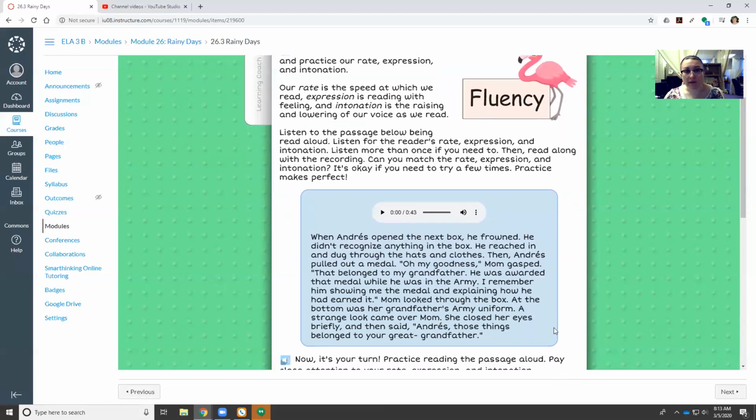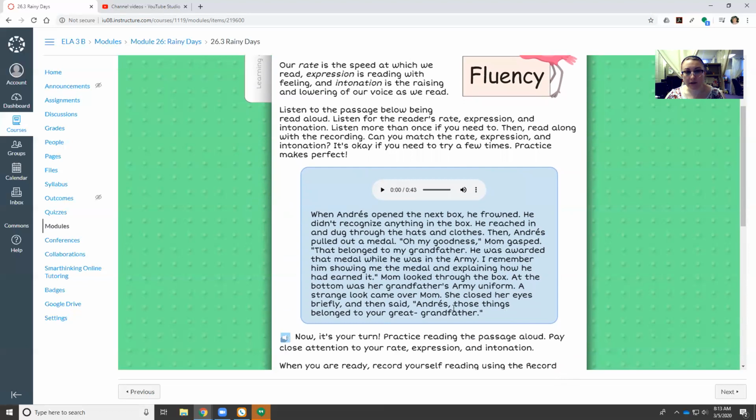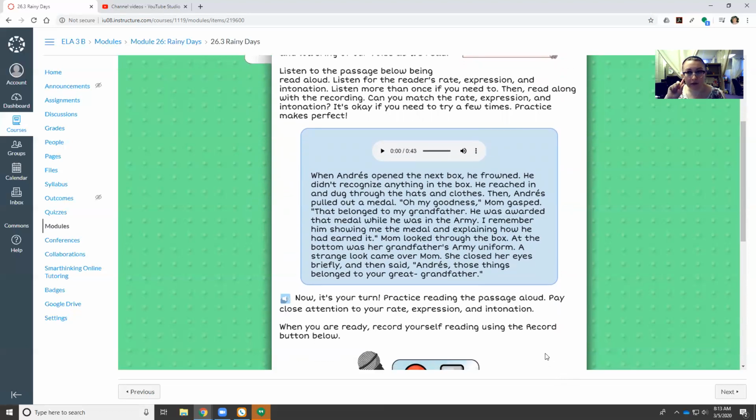Fluency. Every week we practice our rate, expression, and annotation. This is your paragraph this week. Listen to it being read, practice, and then read along with it.